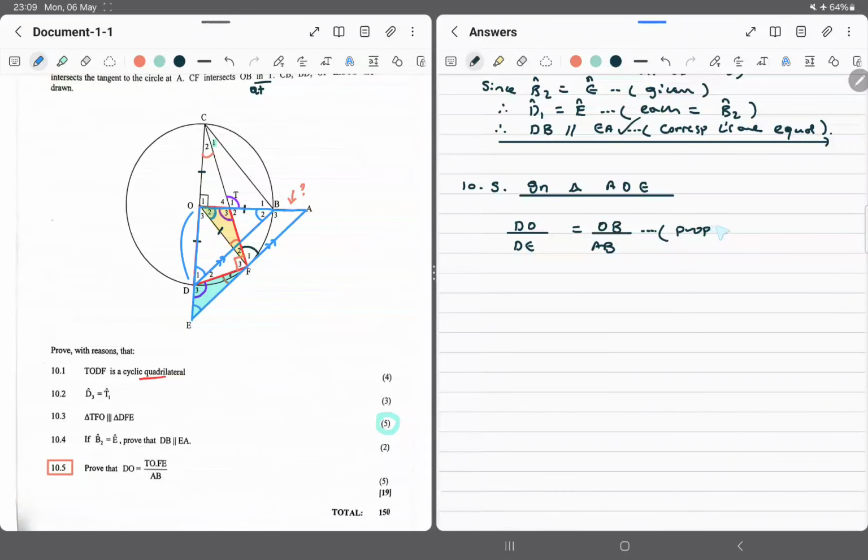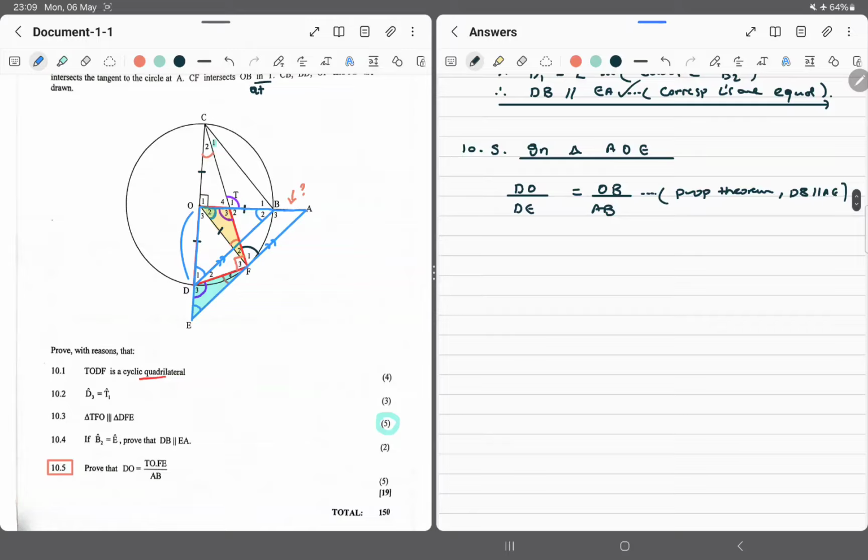What is the reason? This is the proportion theorem with DB parallel to AE. Number one. Now we want to isolate DO.